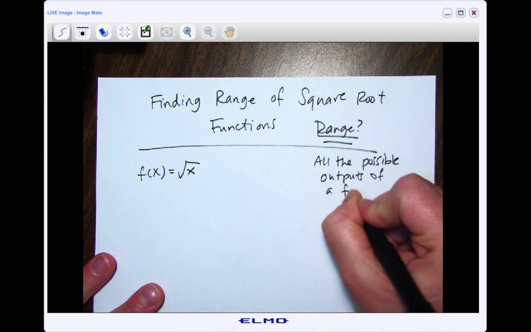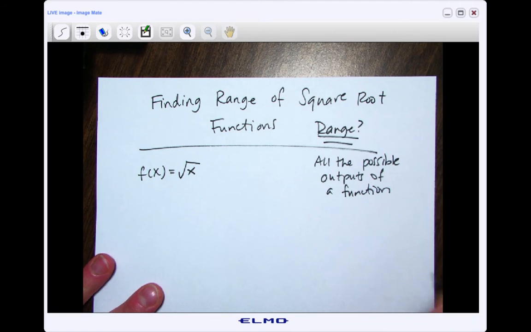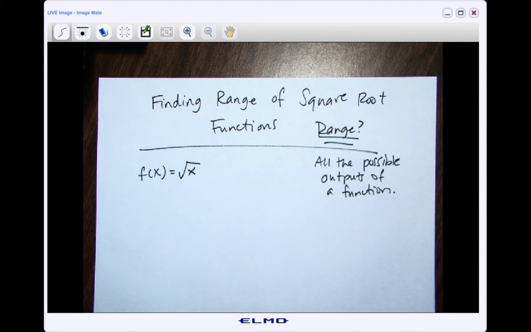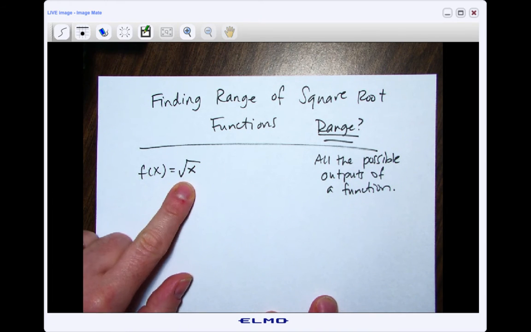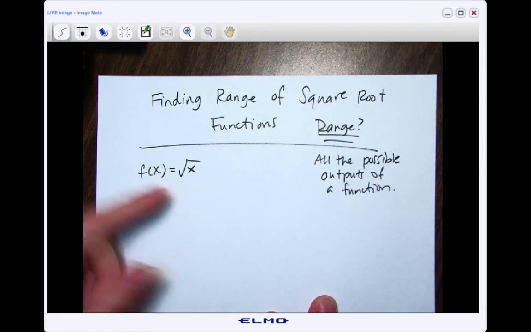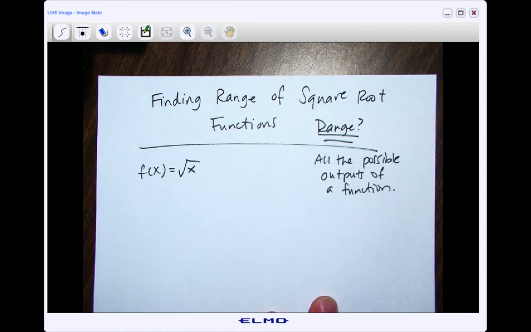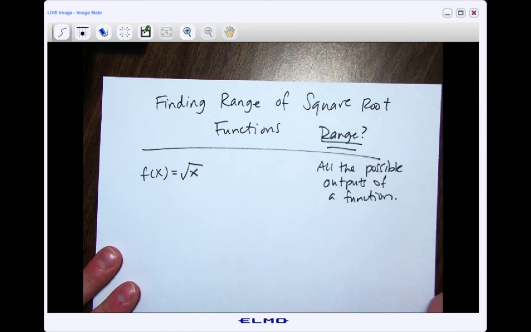of a function. And why would a function not be able to have all the numbers as outputs? Well, sometimes with functions you can't have all the numbers as inputs. So when you're looking at something like a square root function, you know that there are some numbers I can't put in for x, which would probably make it impossible to get all the values for y. Now, that's not always the case, but usually it is.